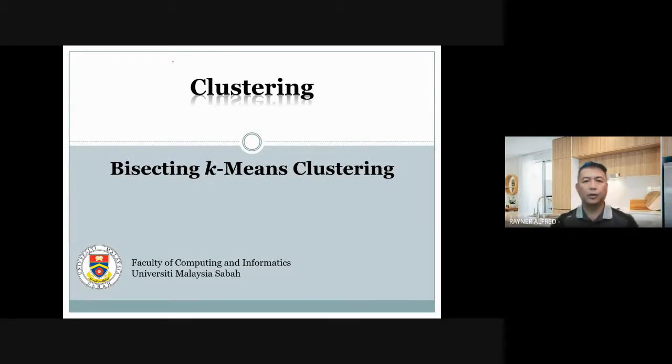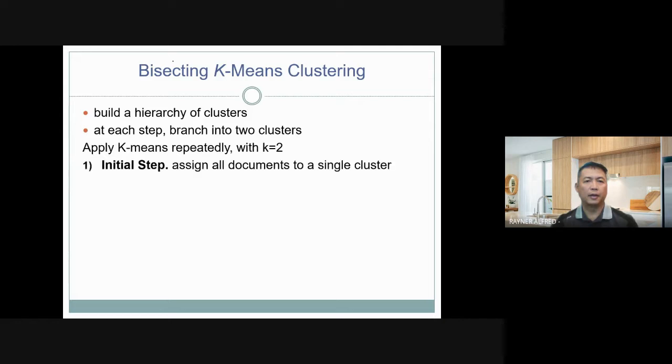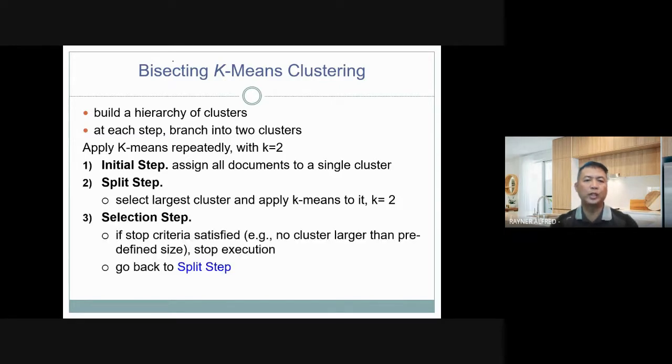Okay, so this is just the illustration. So basically k is equal to 2. So in the initial step, we assign all documents to a single cluster. So we split them into two. Each time we split them into two, for example, like this. But the threshold will depend on the number of documents in each cluster.